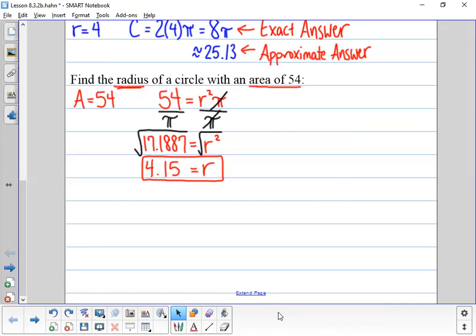That's okay. When it comes to doing these problems, I do not care if you leave your answer in exact form and save yourself a step, or if you put it into the calculator and get approximate form and get a decimal. It does not matter to me. I accept both forms of your answer. So that is how we find the area and the circumference of circles.